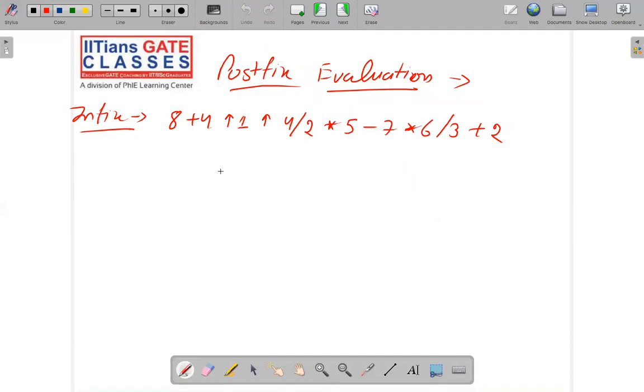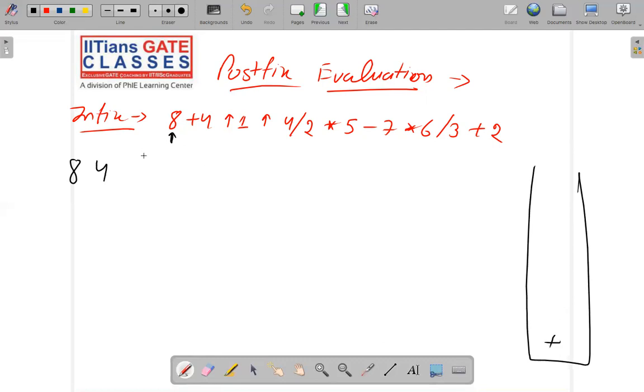Okay, so let's evaluate the result. First, let's convert it into a postfix expression. How can it be converted? Using a stack. So let's use a stack here. First, the pointer is here. 8 will be printed, and then 4 will be printed. In the stack, we have plus. Then our pointer is here. Then the pointer is here. A high priority operator is coming up. We push it. Then again, power comes up, but power is right associative, so we push it.